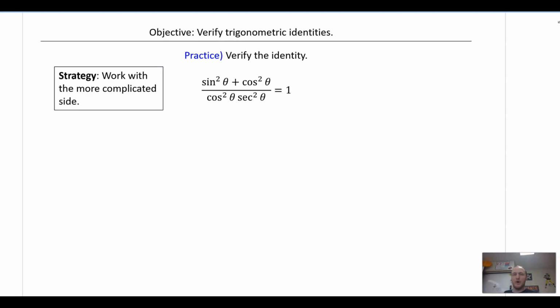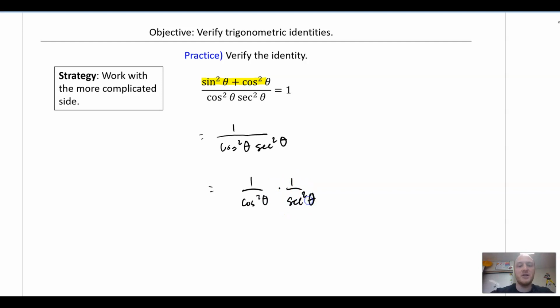All right, so hopefully you have paused the video. I want to point out, I hope right off the bat in the numerator, I hope you saw a Pythagorean identity, sine squared plus cosine squared, right? So that is 1. Okay, this gives us 1 over cosine squared theta, secant squared theta, okay? Which is equal to, and I don't know if you knew we could do this, cosine squared theta times 1 over secant squared theta.